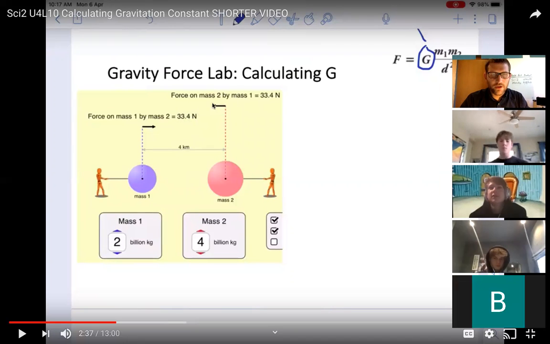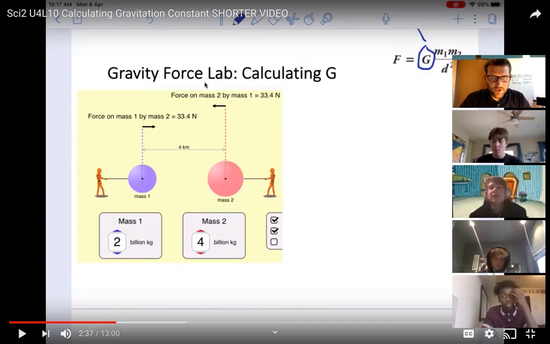See, 33.4. Now, I know some of you are like, wait, but there's two forces, right? There's force going this way, force going that way. What do you notice about the two numbers? They're equal. Right. So we use that as our force, 33.4.